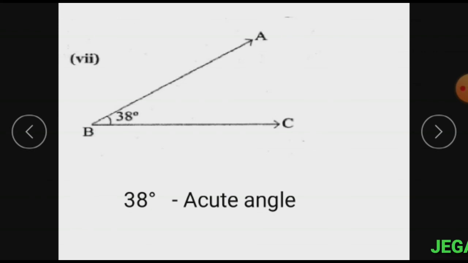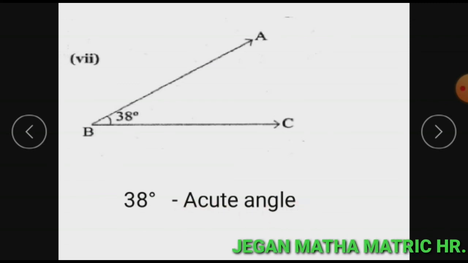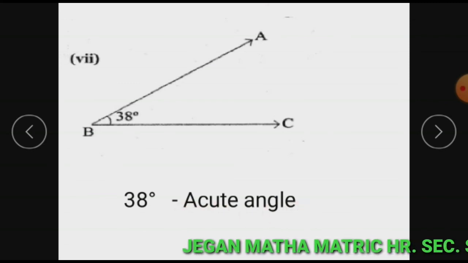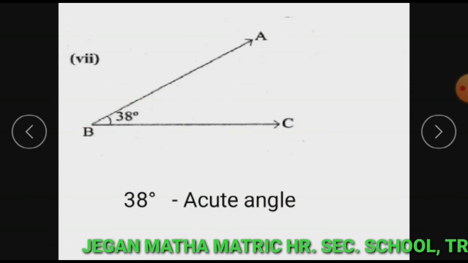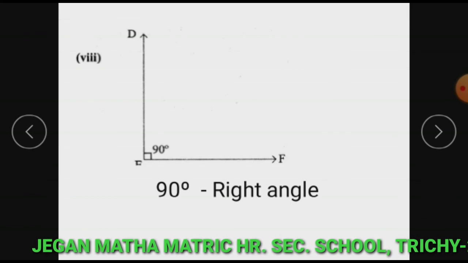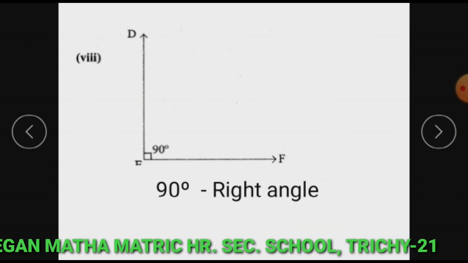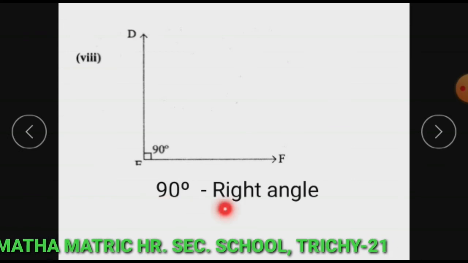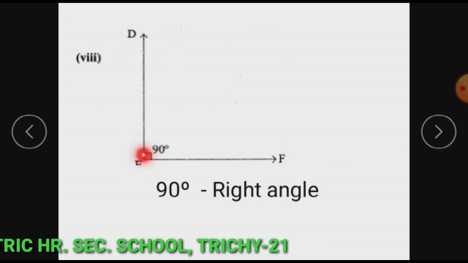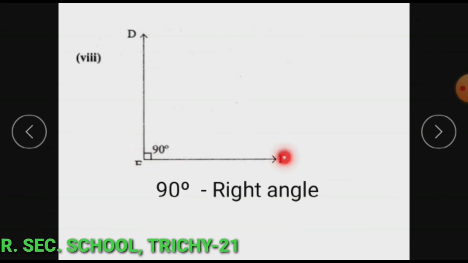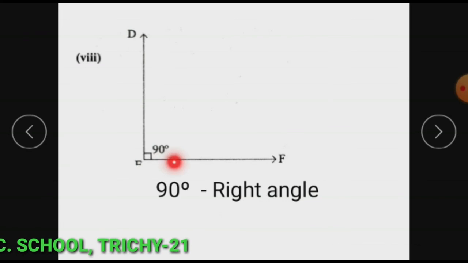Question number 7. 38 degrees. 38 degrees is less than 90 degrees. It is an acute angle. Now we draw angle ABC with 38 degrees, an acute angle. Question number 8. 90 degrees. 90 degrees is known as a right angle. Now we draw DEF, which is a right angle equal to 90 degrees.